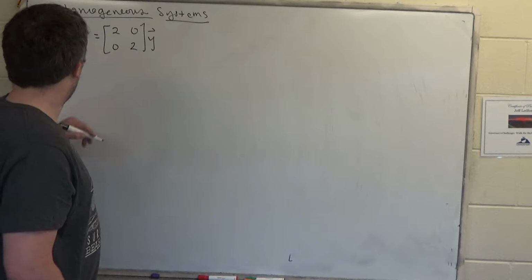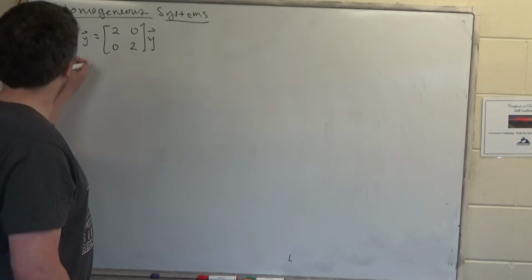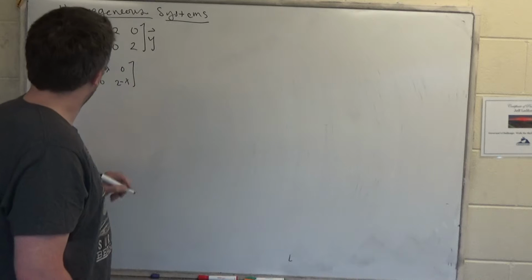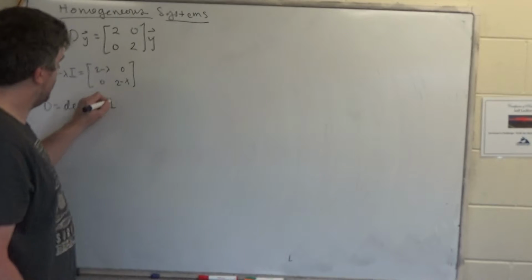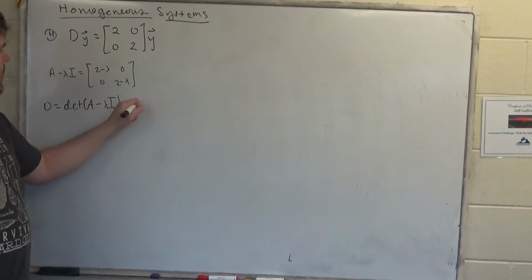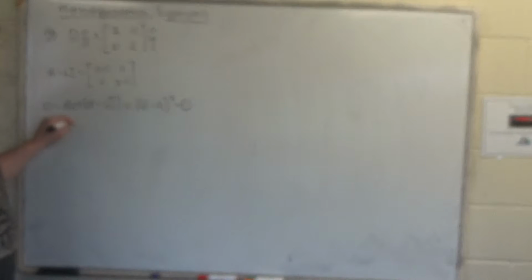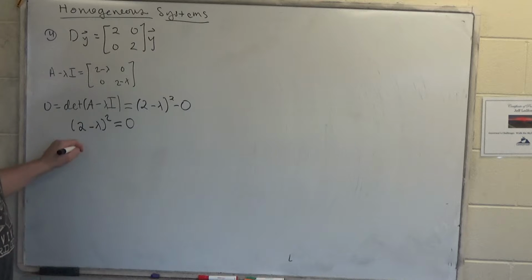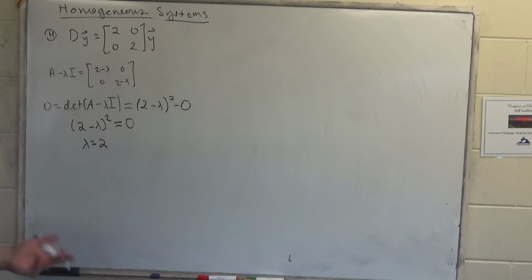If we still start with the eigenvalue eigenvector problem, A minus lambda I, in this case, is just 2 minus lambda, 0, 0, 2 minus lambda. So setting the determinant of this matrix equal to 0, I get that 2 minus lambda quantity squared equals 0, so that lambda equals 2. That is to say, we have a repeated eigenvalue of 2. There's nothing terribly special about that.